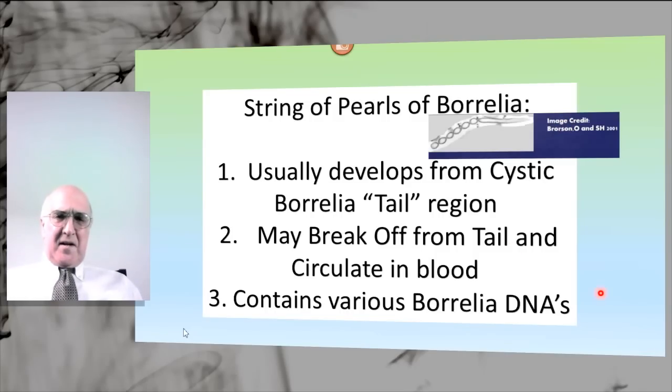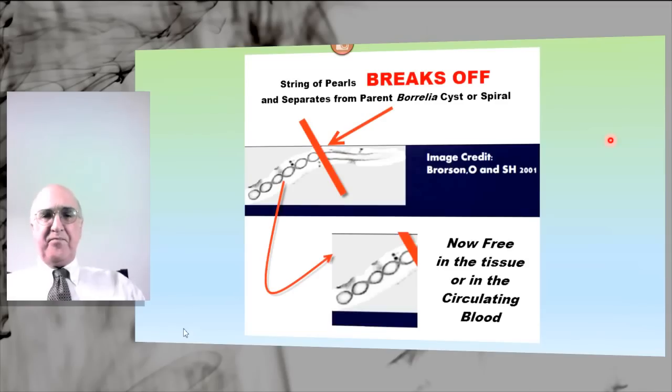Now, the string of pearls develops from the tail region of the Borrelia. It may break off from the tail and circulate in the blood. It contains various Borrelia DNA. So this pearl may have DNA which is different from the pearl DNA of this end of the string of pearls. These images are from Dr. Hoisting and Spearhead and Rosen in the year 2001.